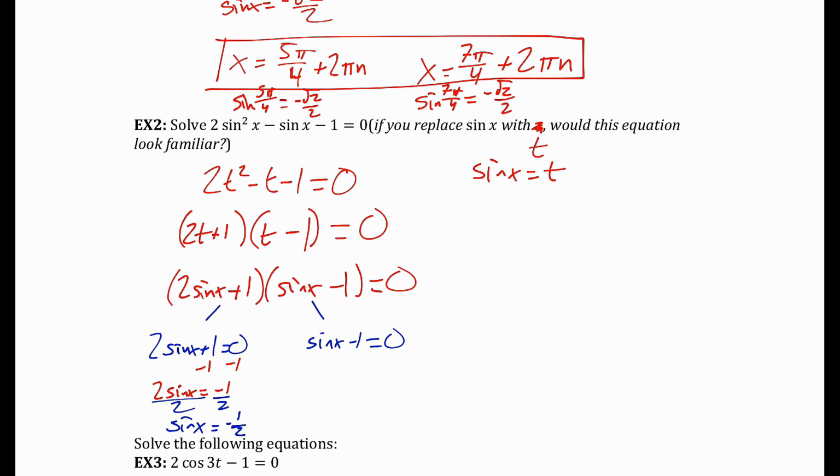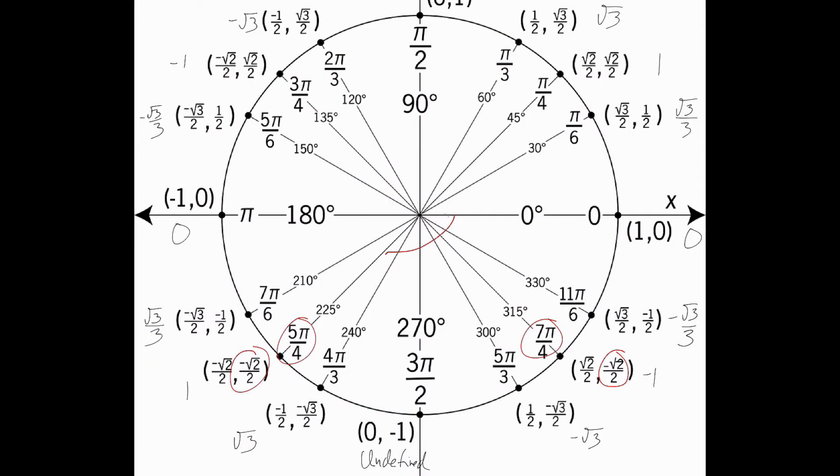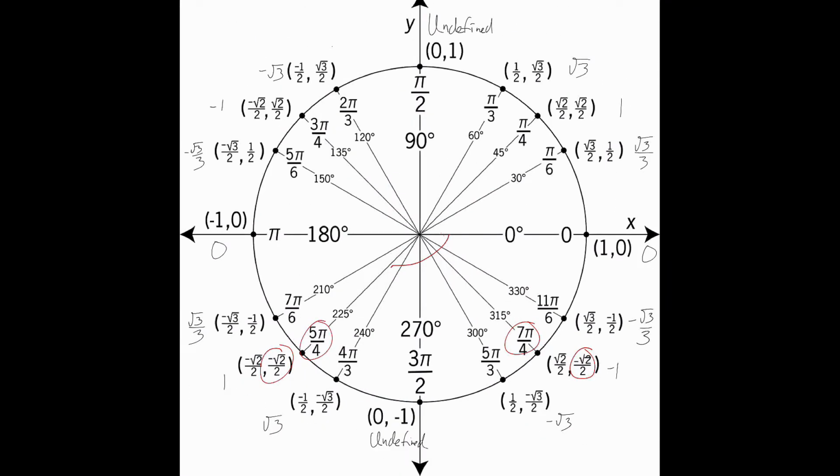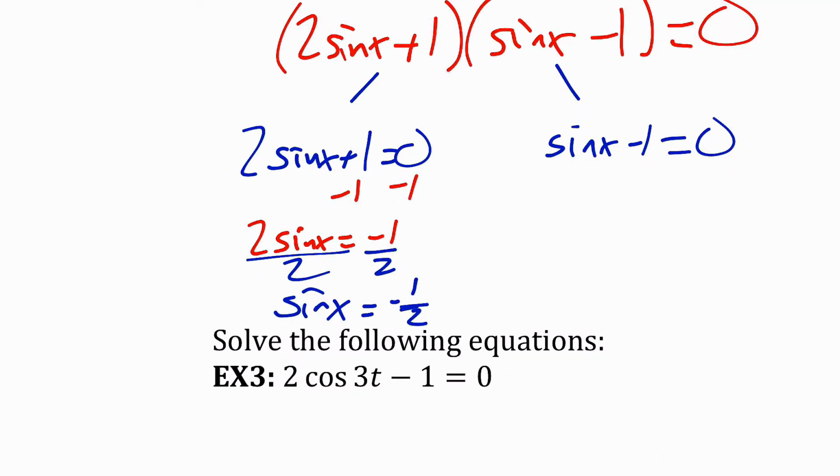Now, if we go back to our unit circle, we're looking for where the sine of x equals negative 1 over 2. Sine of x equals negative 1 over 2 here and over here. So 11 pi over 6 and 7 pi over 6. So let's write that down. So x equals 7 pi over 6 and 11 pi over 6. We'll take care of the coterminals in a little bit.